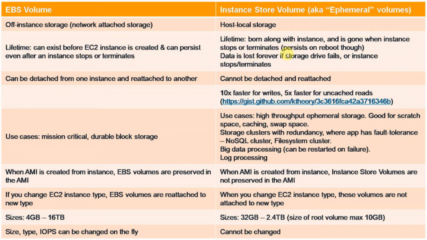Whereas ephemeral volumes, or instance store volumes, are born along with an instance and they're gone when the instance stops or terminates. Except on reboots, they persist. So if a storage drive fails or an instance stops or terminates, the data on an instance store volume is lost forever. An EBS volume can be detached from one instance and attached to another. You cannot detach and reattach ephemeral volumes.